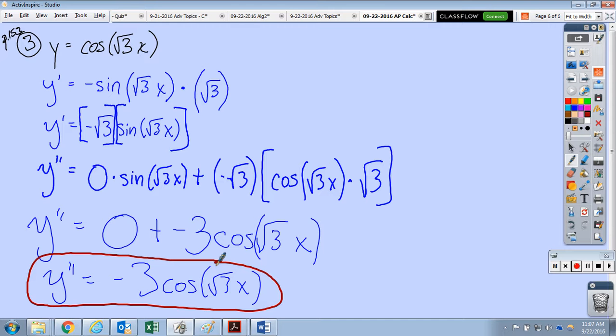Now these are not too bad. If I had to take the third derivative, it wouldn't be that bad. It would be similar to this. There are others that can get incredibly worse. You just have to be careful.